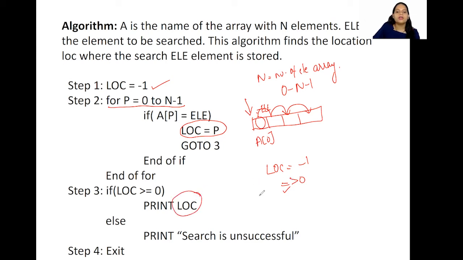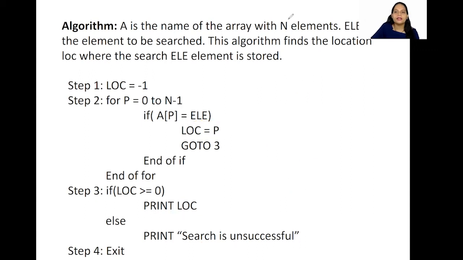If the LOC value is still -1 after going through each data item, it means that the particular element we are searching for is not available in this array. So we can directly say the search is unsuccessful and we exit. Okay, so let's go ahead and see a program for this.